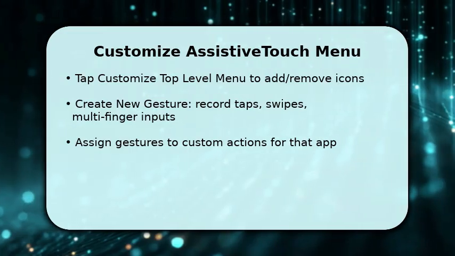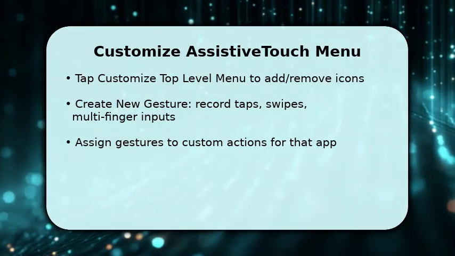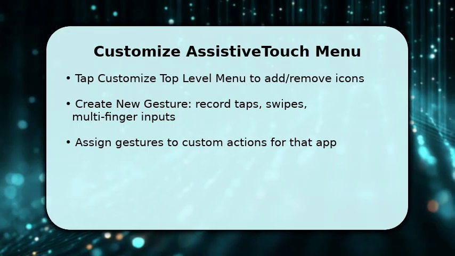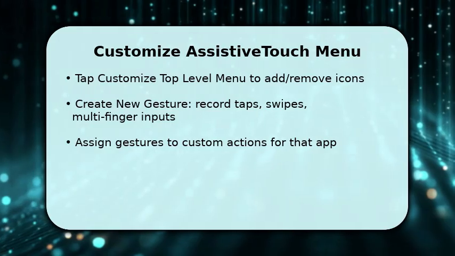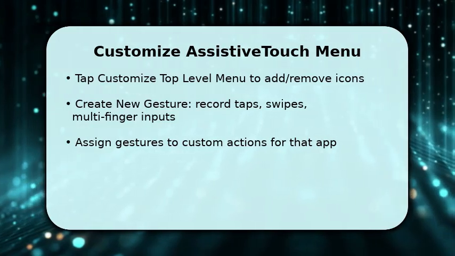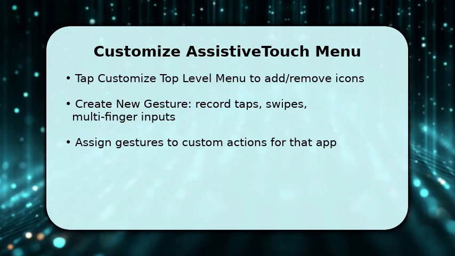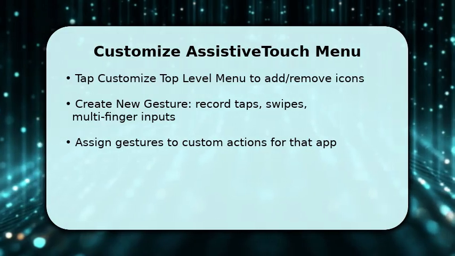Then select Create New Gesture to record the tap or swipe pattern you need, especially for multi-finger tasks. After recording, assign that gesture to a menu icon. This saves time when using the app because your custom action will replay exactly as recorded.